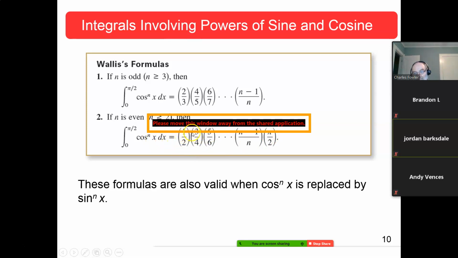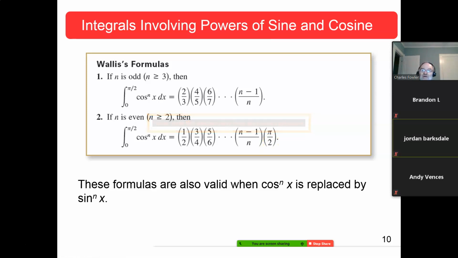So it'd be 3/8 times pi halves, and that was 3/16 pi. Exactly what we got. Those formulas are also valid when cosine nx is replaced with sine nx. Pretty clever to have come up with this, especially since Newton hadn't invented calculus yet.